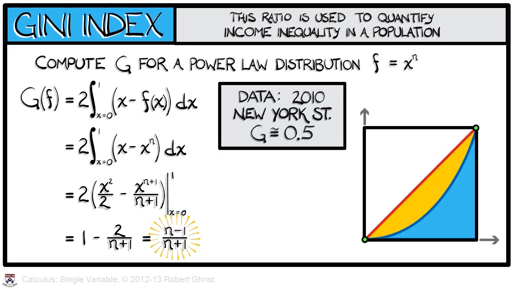If we look at a little bit of economic data, we find that in the year 2010, the state of New York had a Gini Index of 1/2, approximately. If the income in New York State were distributed according to a monomial, then what would that monomial be? Well, we see that it would be a cubic distribution. We can't conclude that, but if it were a monomial, it would be a cubic distribution.